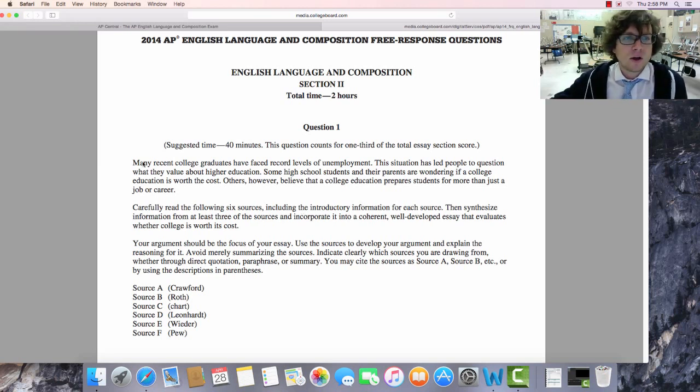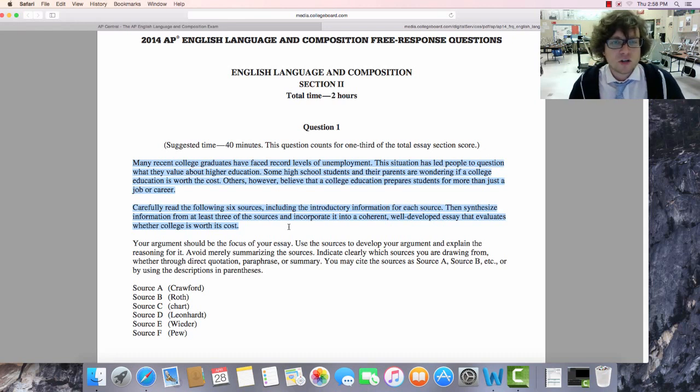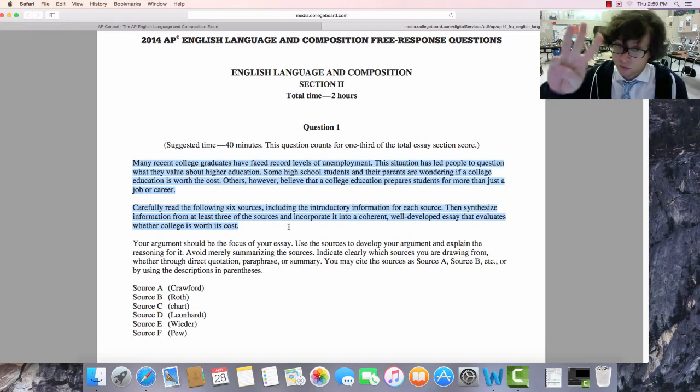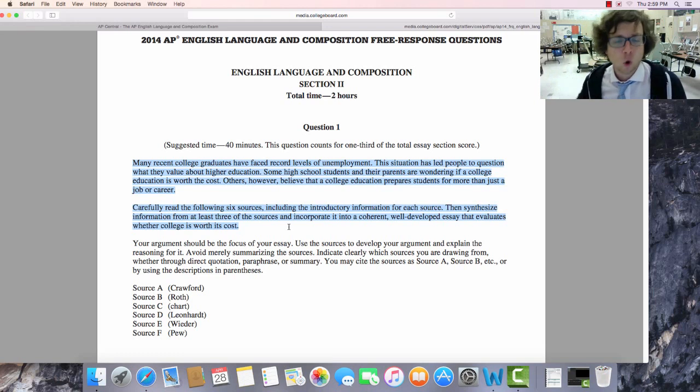So it says right here, many recent college graduates have faced record levels of unemployment. This situation has led people to question what they value about higher education. Some high school students and their parents are wondering if a college education is worth the cost. Others, however, believe that a college education prepares students for more than just a job or career. Carefully read the following 6 sources, including the introductory information for each source. Then synthesize information from at least, how many? 3, no surprise, but we're double checking, 3 of the sources, and incorporate it into a coherent, well-developed essay that evaluates whether college is worth the cost.